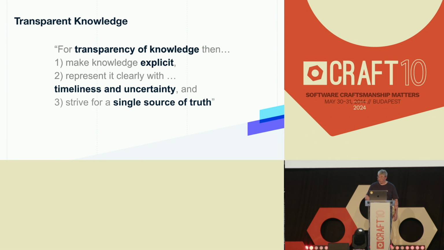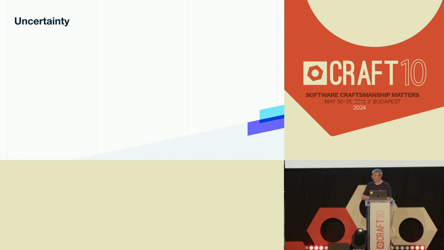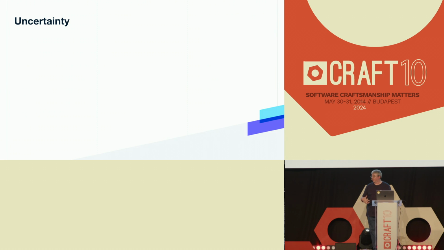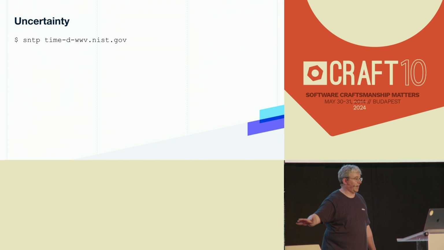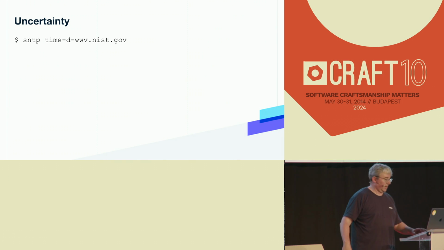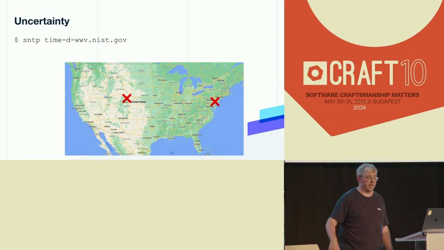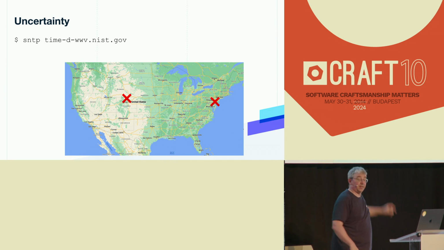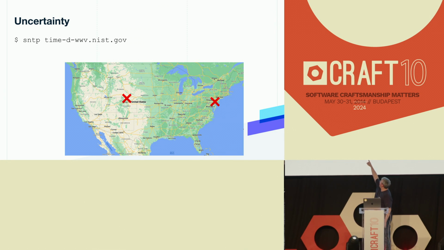Okay? So let's walk through some of these things with examples. So let's talk about uncertainty. All right. I recently ran this command on my laptop. This is the SNTP command. And so it exercises the network time protocol, right, NTP. And this is talking to a time server, an NTP server, maintained by the US government. And so for this test, I'm over here at the red X on the right-hand side in Philadelphia, and the server was over here in Denver at the left-hand red X.